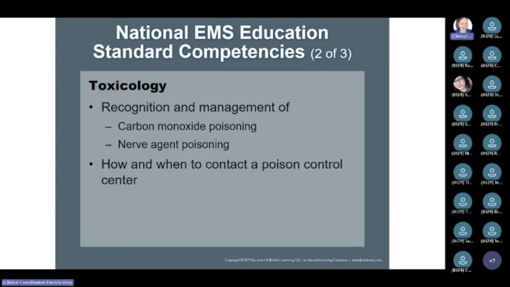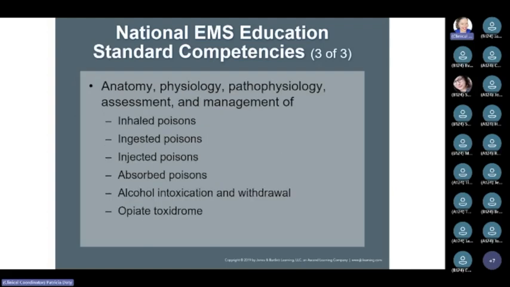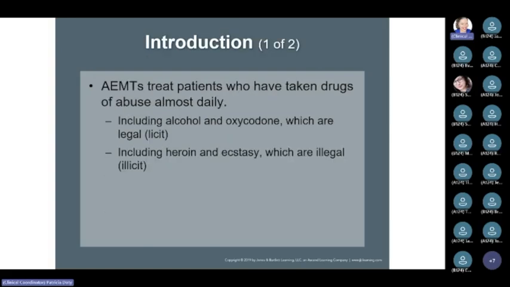Carbon monoxide poisoning is probably one of the number one things that you're going to run into as far as something that's inhaled. And then, of course, there's nerve agent poisoning that you may see. How often do we contact our poison control? And then, of course, our AMP on every single one of those. Okay, so getting right into it, EMTs not so much, but definitely AEMTs.